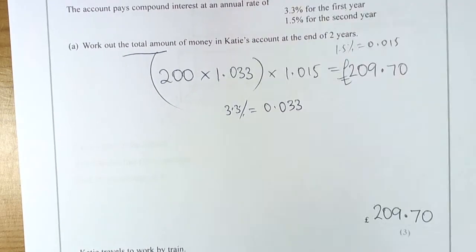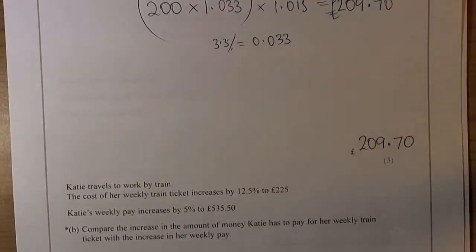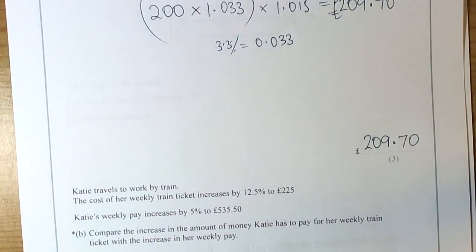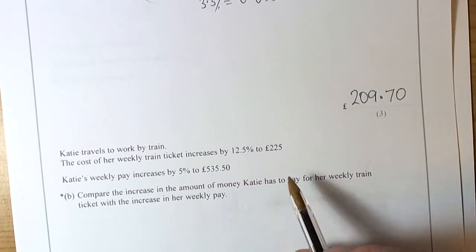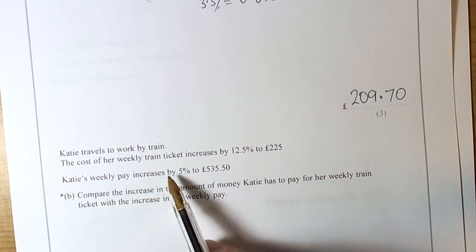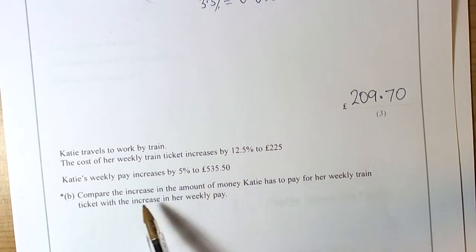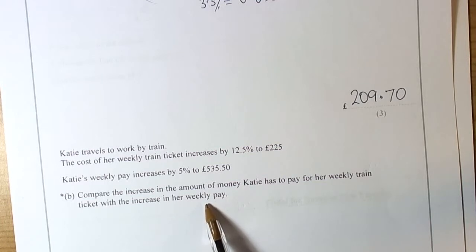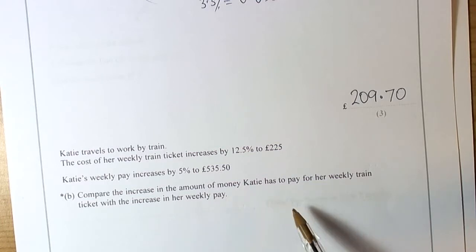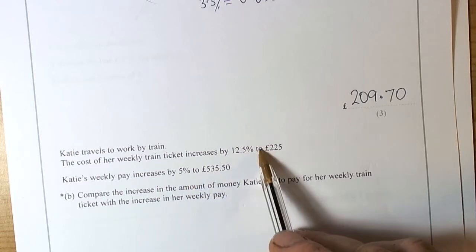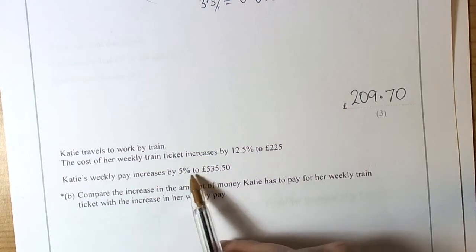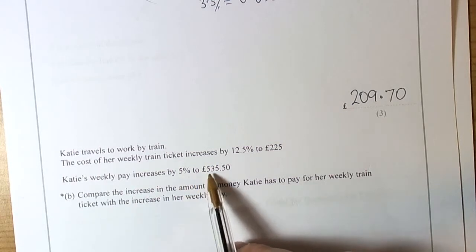The next part of the question talks about working with the cost of train tickets, and it's telling us that the cost of a weekly train ticket increases by 12.5% to £225, and her pay increase is by 5% too. So we've got to compare the increase in pay to the increase in weekly costs. So in other words, we need to see whether the increase in pay will cover the increase in her weekly train ticket and so forth. So her weekly pay increased by 5% to that.